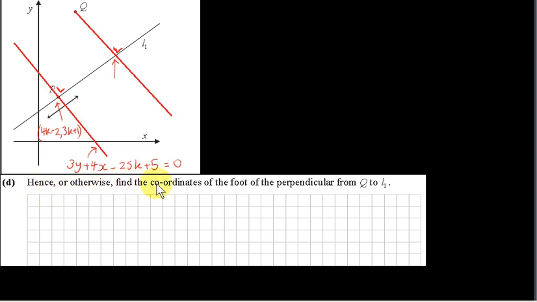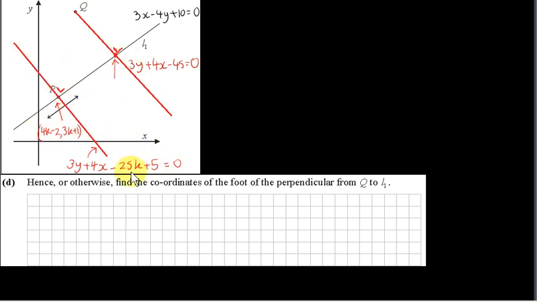Hence, or otherwise, find the coordinates of the foot of the perpendicular from Q to L1. So we want to get the coordinates of this point here. Okay, there are two ways that we can do this question. We have the equation of the black line, L1. We can also get the equation of this line, as we saw, by setting k equals 2 in the general equation of a line that's perpendicular to L1.